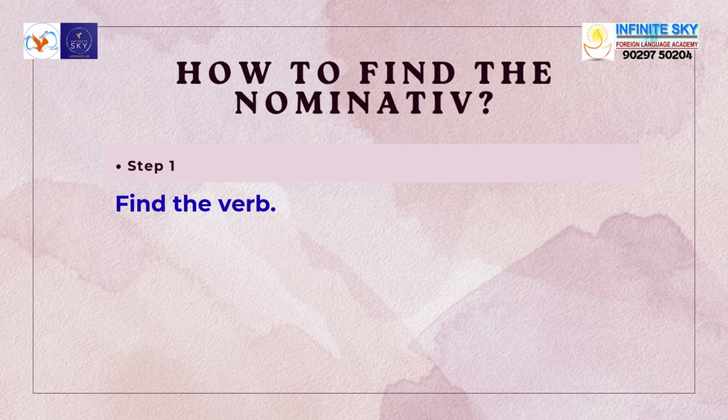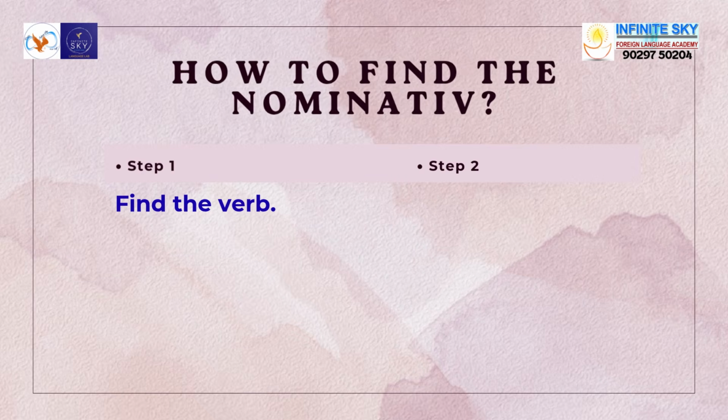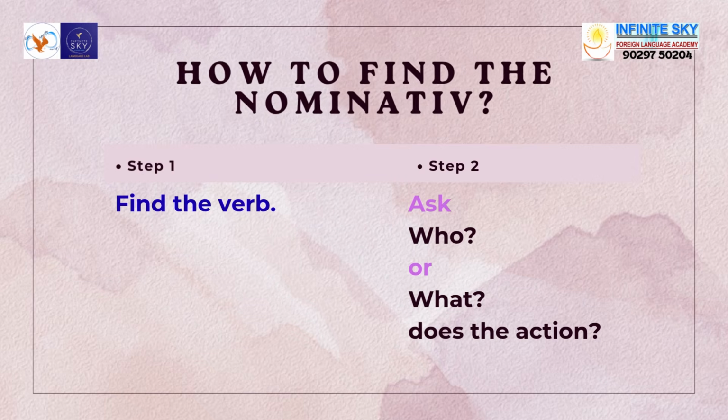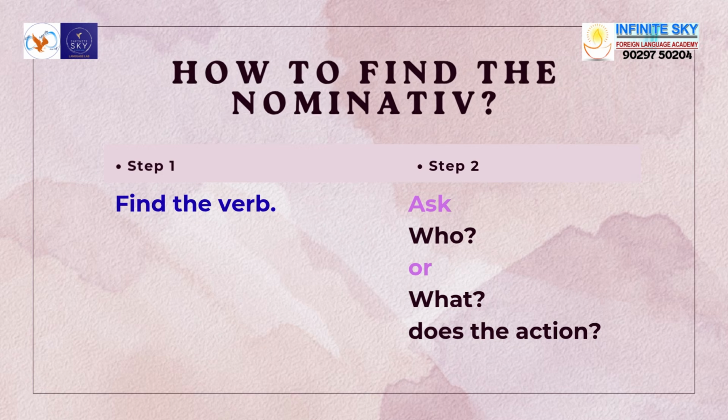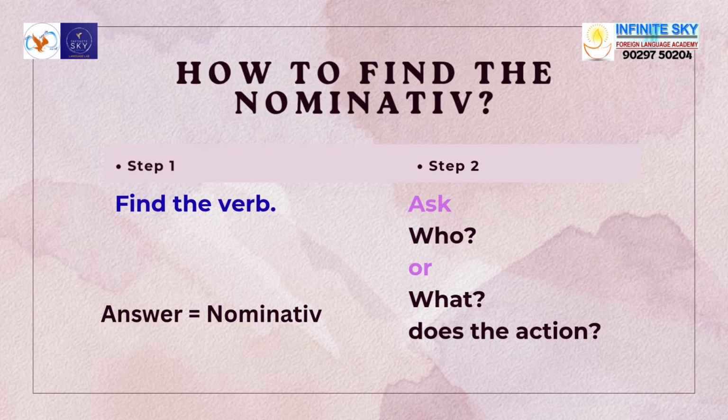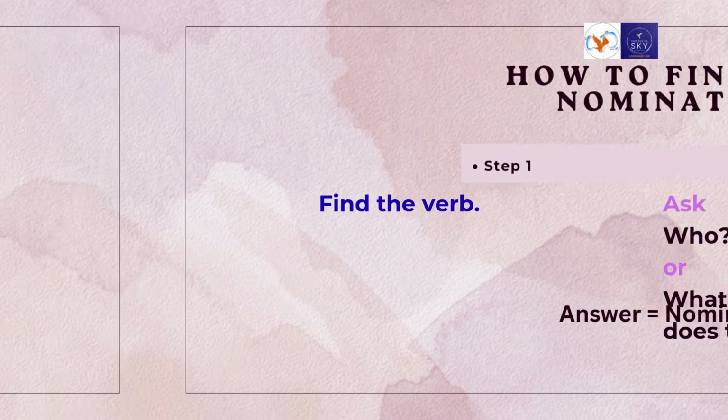First, find the verb. Next, ask who is doing the action or what is doing the action. Whatever answers that question is your nominative case. Try using this method whenever you read a German sentence.